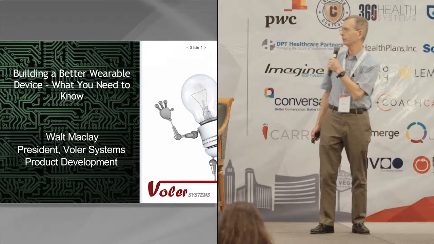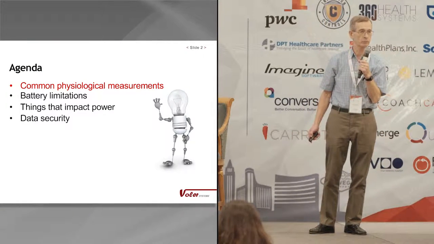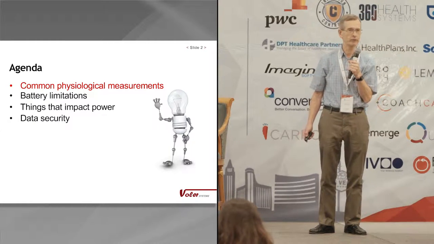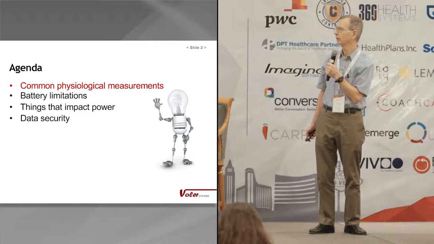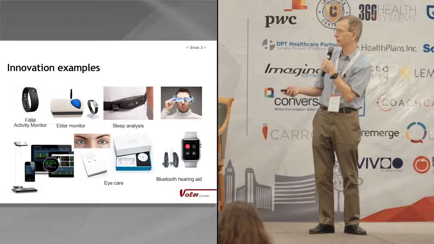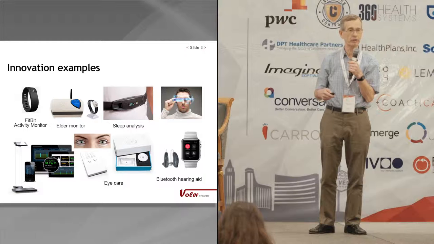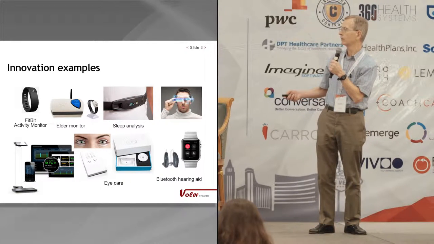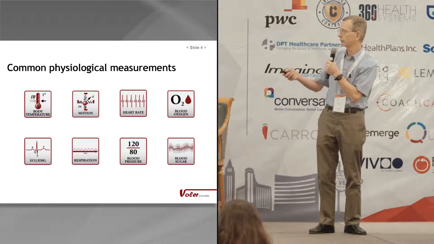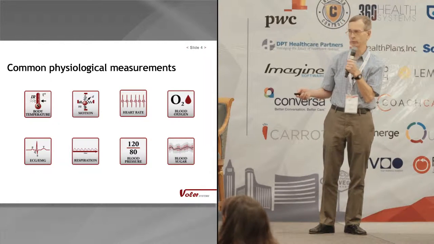So I'm going to talk first about physiological measurements that are made by wearable devices, then some of the battery limitations and what you do about them, and finally a little bit about data security. So there are already lots of things. We've worked on many of these devices. What they all have in common is they're measuring things about the body. So I'm going to talk about these eight different parameters. I'll go through them one at a time, and I'm going to talk about some of the advantages and some of the problems with them.